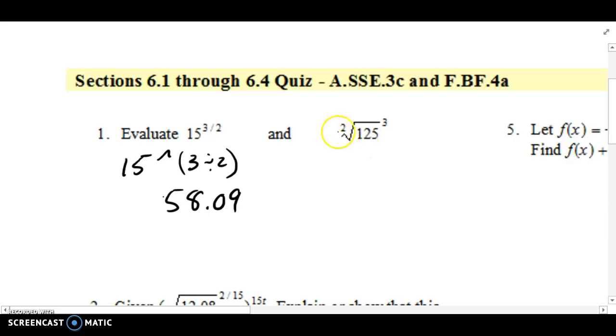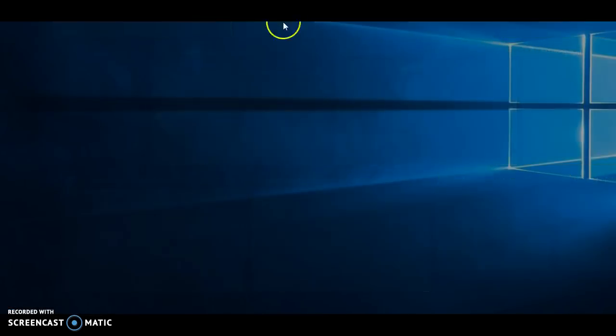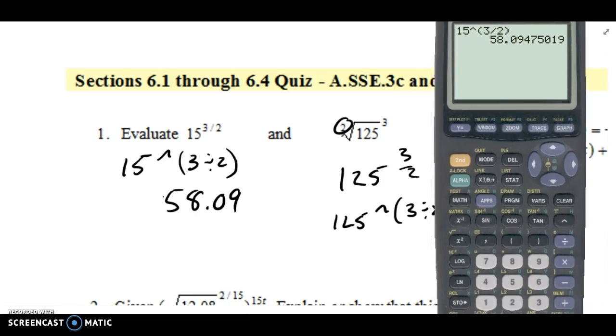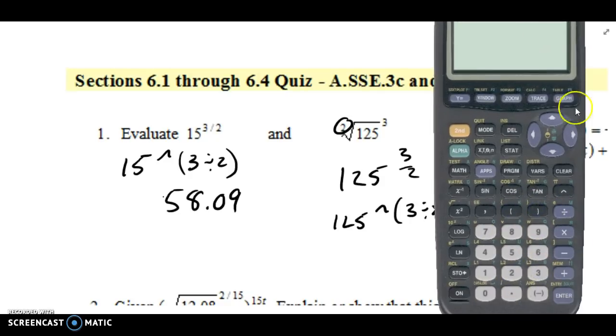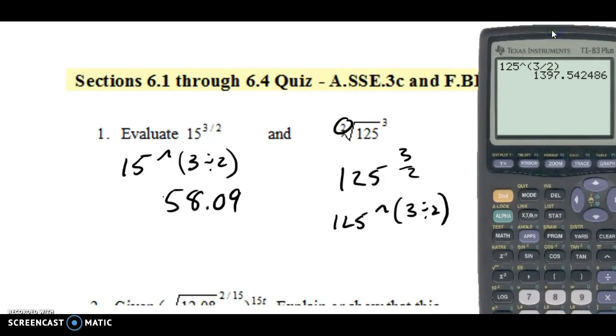Here we're going to do the same thing. We're going to put it in the calculator. There's a 2 there, and you're like, what does that mean anyways? Just remember we can turn it into fraction form. So this 2 is the denominator, and then we can do our power like so in our calculator. We have to know how to do both. We can't just not know how to do one of those. So we have 125, power button, parenthesis, 3 divided by 2, close parenthesis, enter, and we have 1,397.54.